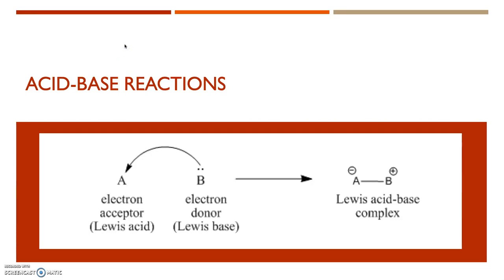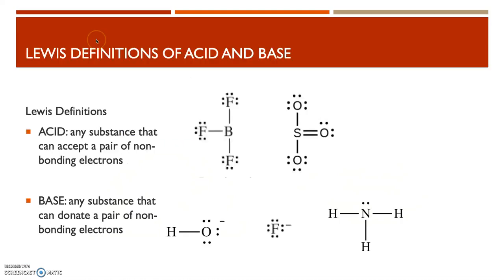This next module in Gen Chem Lab, we're going to be talking about acid-base reactions. In particular, we're going to be talking about the Lewis acid-base model. In the Lewis definitions of acids and bases, an acid is any substance that can accept a pair of non-bonding electrons, and a base is any substance that can donate a pair of non-bonding electrons.